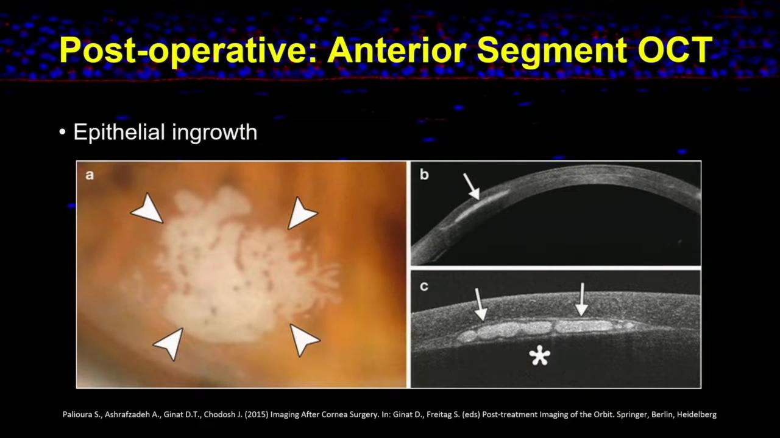Epithelial ingrowth is a rare complication. Here we've got an example of a patient who had laser-assisted anterior lamellar keratoplasty, and you can see a hyperreflective layer within the stroma. And epithelial ingrowth can also occur after endothelial transplantation as well. And so OCT is useful for looking at the extent of the ingrowth and can also be used for serial monitoring over time.